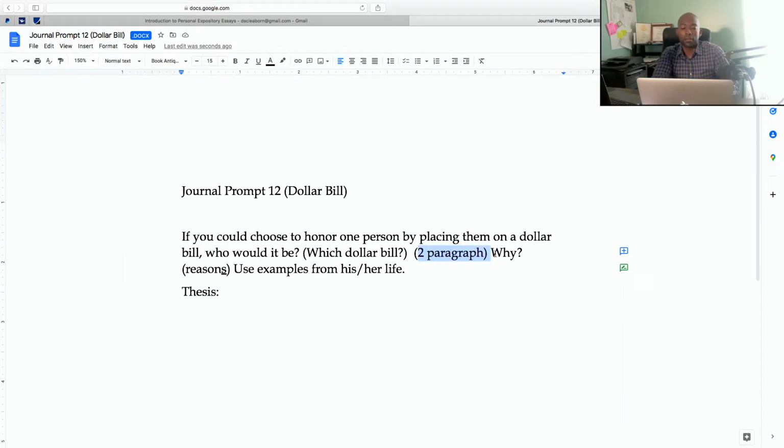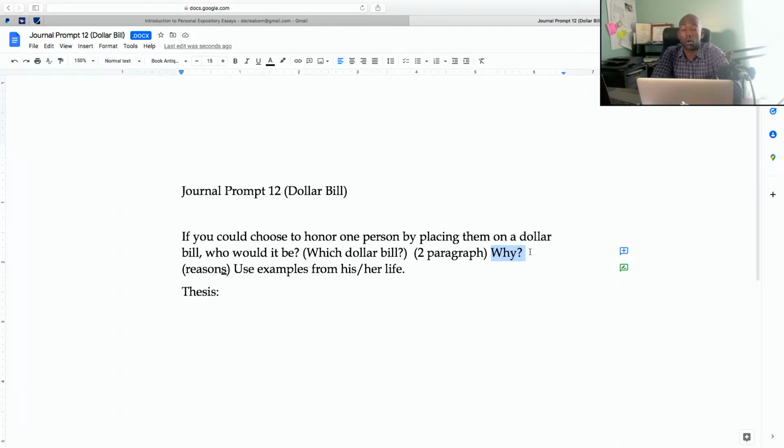2 paragraphs, reasons why. Okay, so why means all possible reasons, not just one reason. Many students, I think, have been tripped up by the question why, because they think why means one reason only.